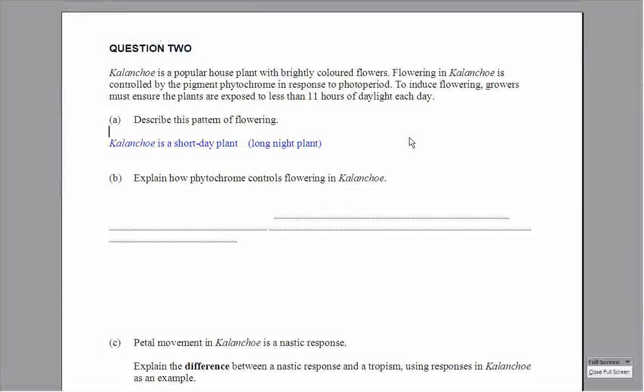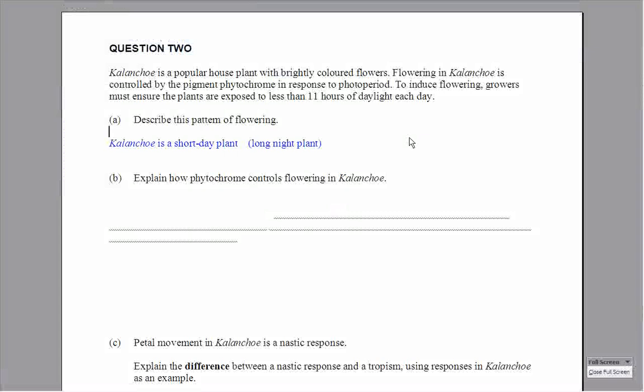Interestingly, when I started this question, I was wondering how you actually pronounce the name of this. Kalanchoe actually has 4 different correct pronunciations, so it doesn't really matter how you say it, but I think the most common is kalanchoe.